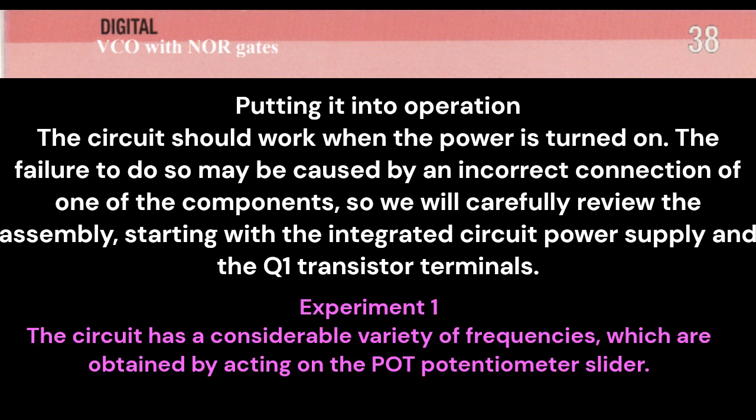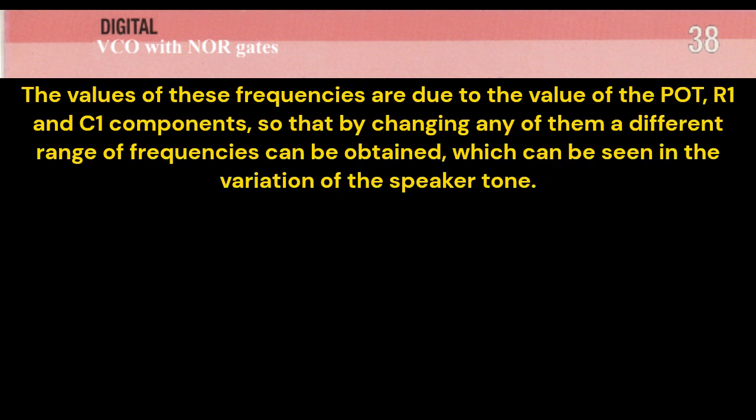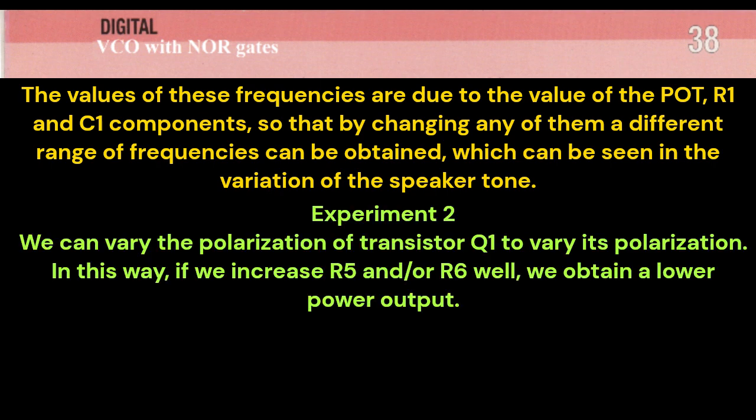Experiment 1. The circuit has a considerable variety of frequencies, which are obtained by acting on the pot potentiometer slider. The values of these frequencies are due to the value of the pot, R1 and C1 components, so that by changing any of them a different range of frequencies can be obtained, which can be seen in the variation of the speaker tone.